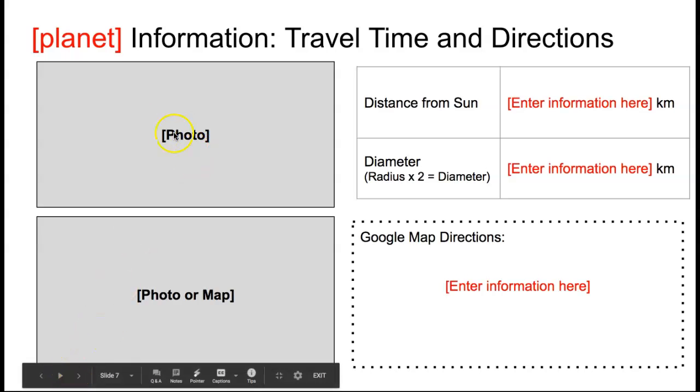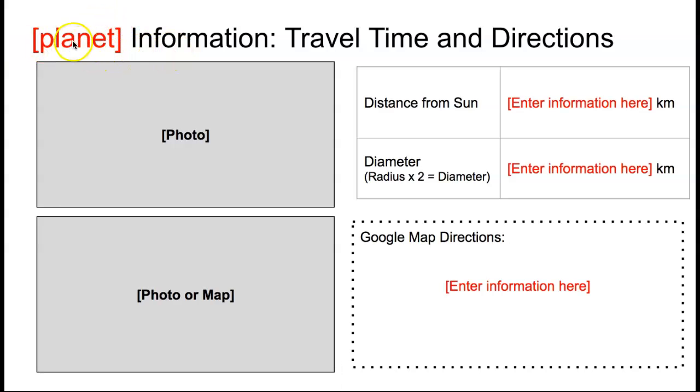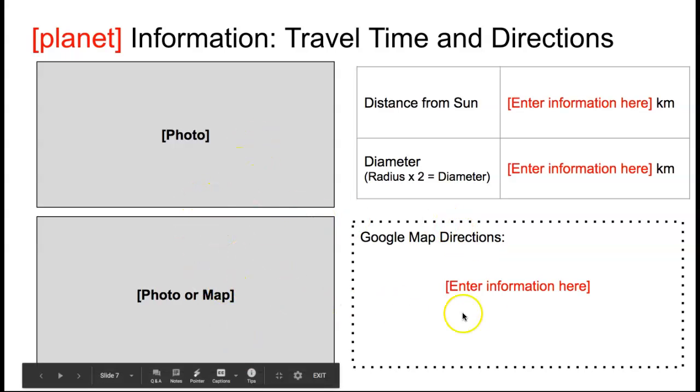Next slide is about planet information. You trade out planet for your name. And then it's talking about travel time and distances. So the red sections are what you're going to be filling in, and then over here is where some photos or a map can go. Again, dotted line. This is an area where I'm looking for creativity.